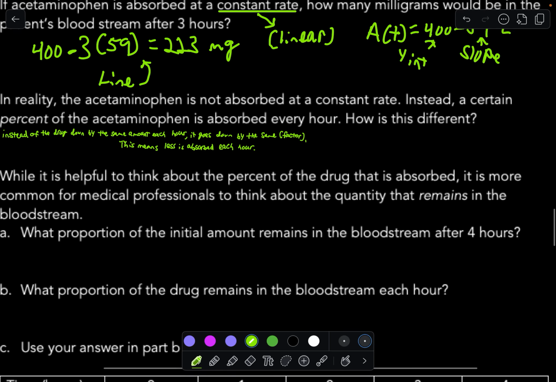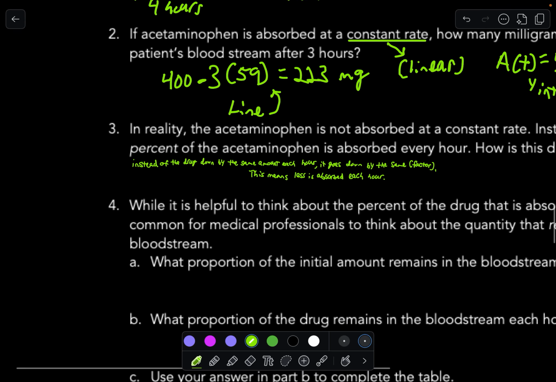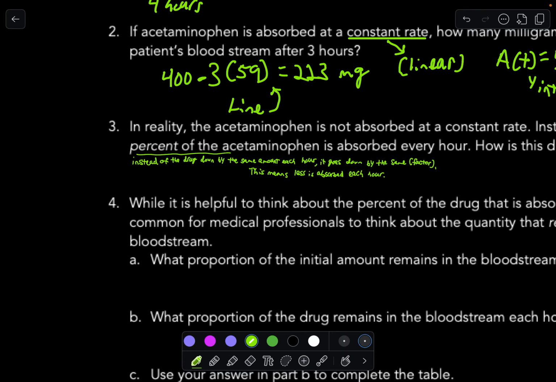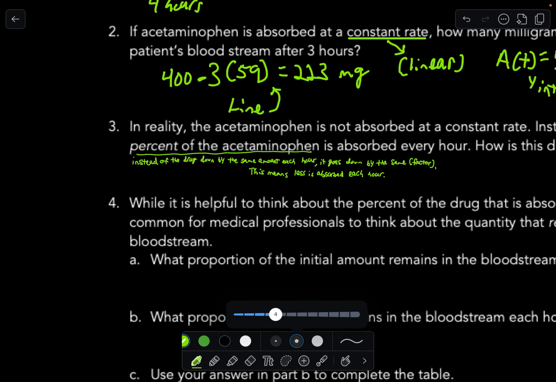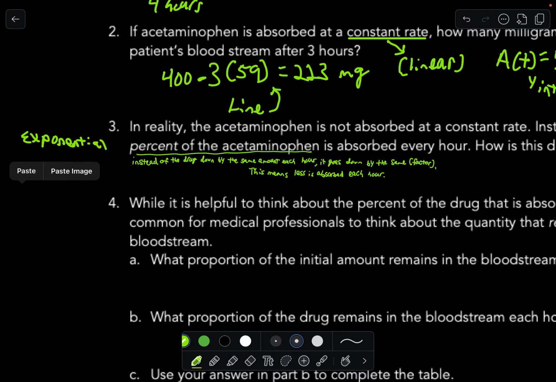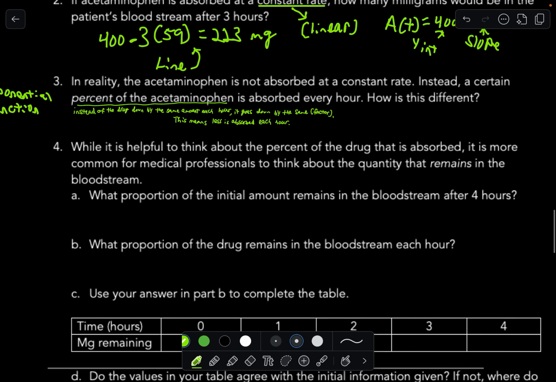Okay, while it's instead a certain percent, that's the key, a certain percent of the acetaminophen. That means it's exponential. This is going to be an exponential function. Because we're multiplying by the same number each time. So how do we figure this out? Well, here it comes. We go through these steps.